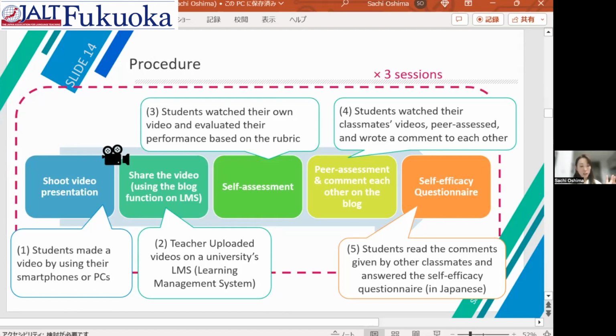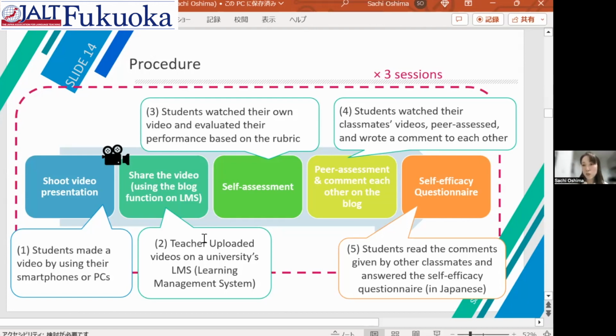And then I asked them to send the video, and then the teacher, which means I, uploaded the video on the university's LMS, Learning Management System. At that time, I was working at another university, and that university's LMS was Blackboard. So I uploaded the video on the university's Blackboard LMS.